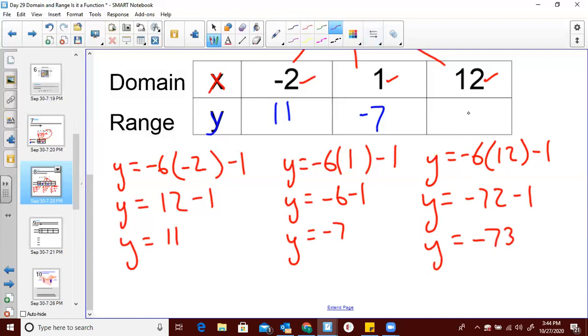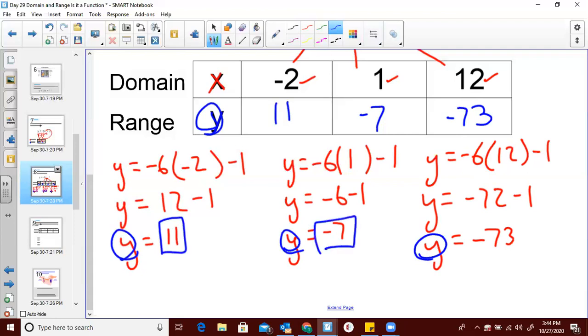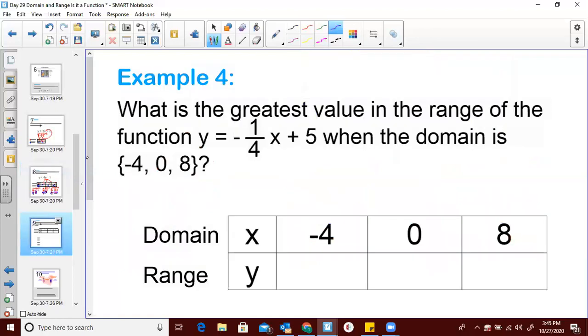And that -73 is going to be my range, my y value. Remember, y is range. Right, so these are going to be your range values. All right, so what is the greatest?